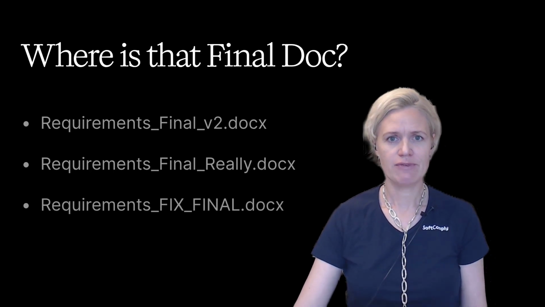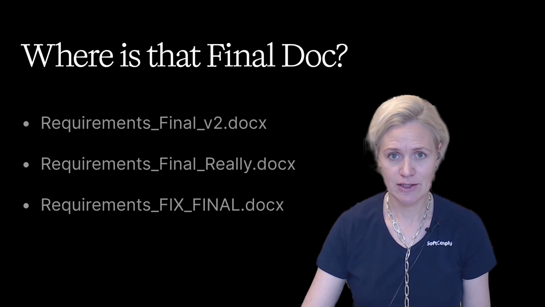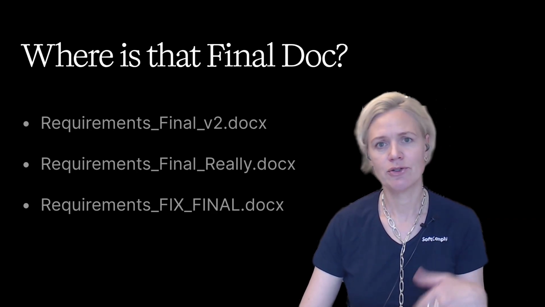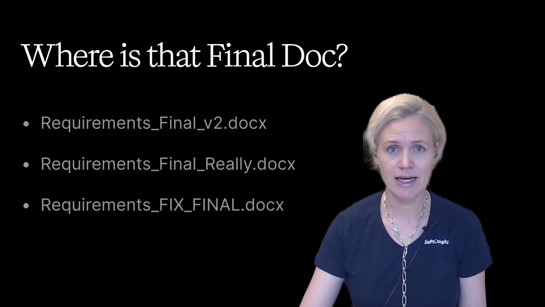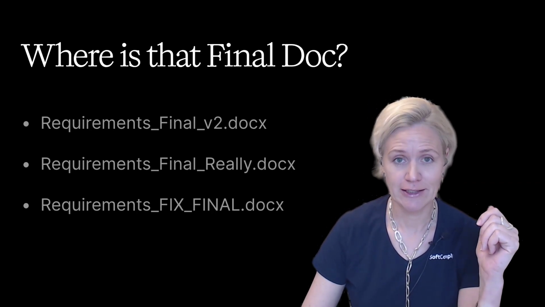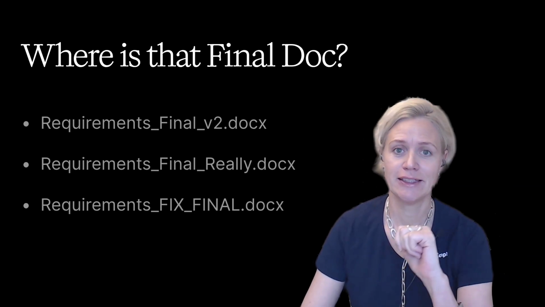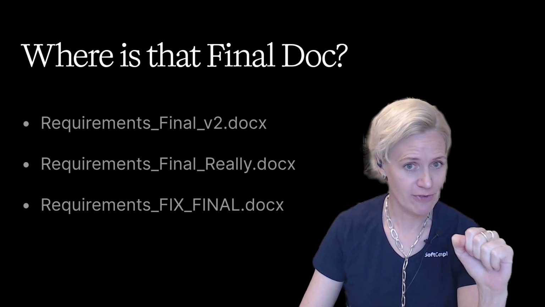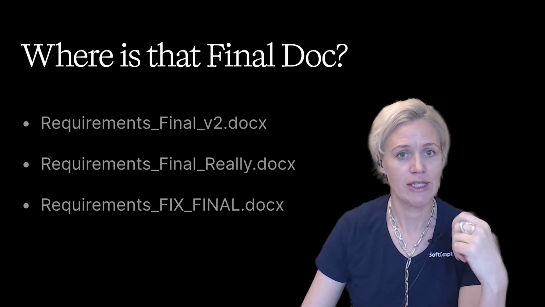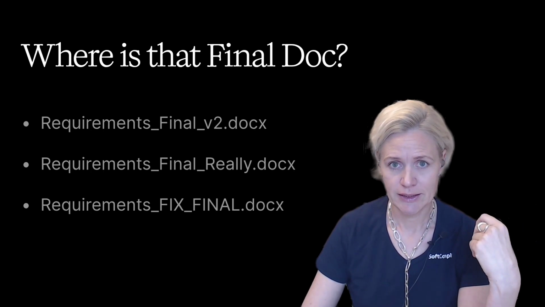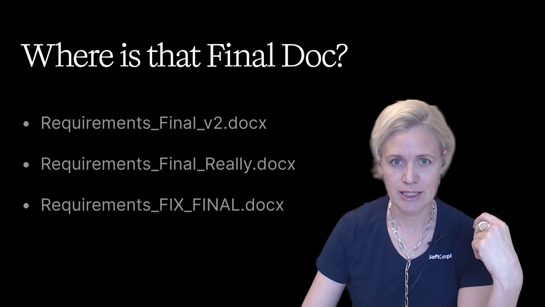Let's say that you have just finished your requirement specification. You've saved it as requirements final.doc. Then came some edits, code reviews, compliance feedback, and suddenly you have 3 different files. You got requirements final version 2 doc, you have requirements final really final doc, and you have requirements fixed final doc. Which one is the real final? You send one to the team, but they build from another. Suddenly, the project is out of sync. Deadlines are slipping and rework is piling up.